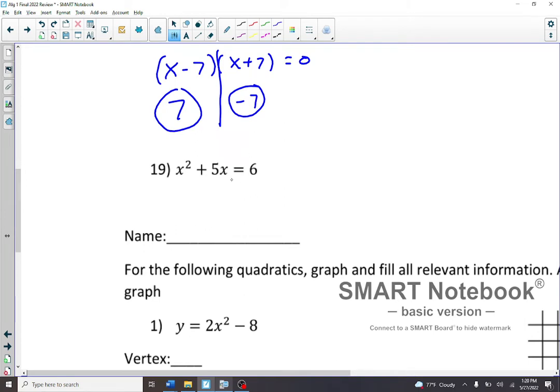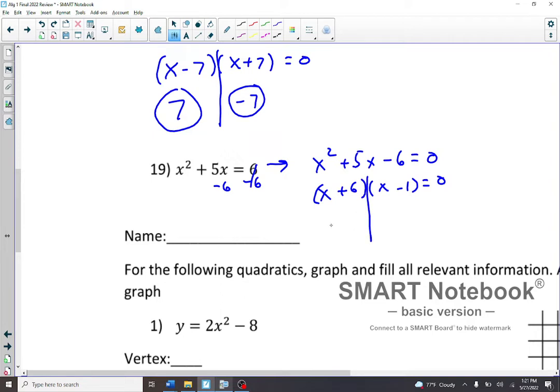Here it doesn't equal 0, so I have to move it so it becomes equal to 0. So x squared plus 5x minus 6 equals 0. And I move it by subtracting 6 on both sides. So things that multiply to negative 6 that add to 5. X now squared. X plus 6 and x minus 1. Which when you split it up and solve for each one, x equals negative 6, and x equals positive 1.